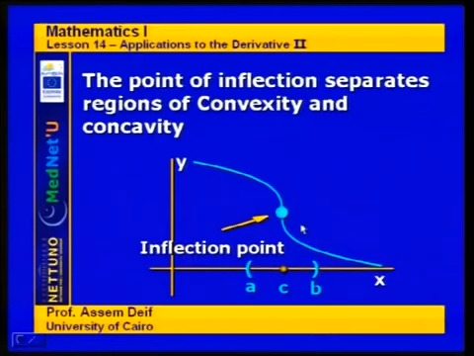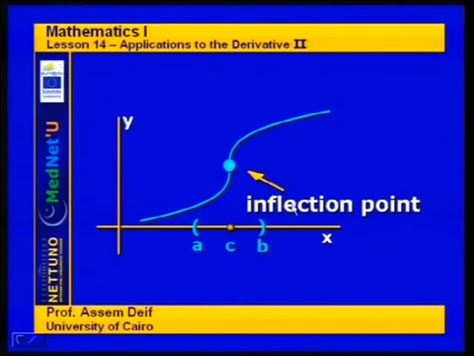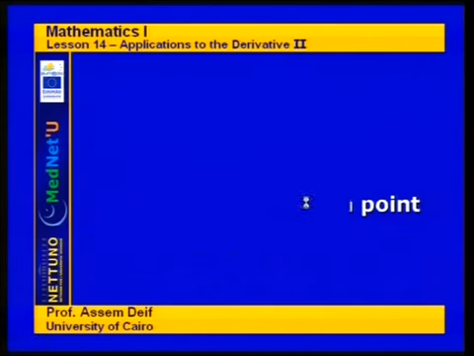So a point of inflection is an interior point of the graph at which f double prime is zero or does not exist, and it separates two regions, one in which the graph is convex and then it becomes concave, or the converse. For example, here it was convex then concave, but here it is concave then convex, and this again is an inflection point. This is the meaning of inflection point.